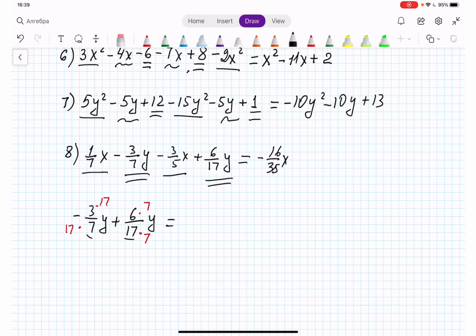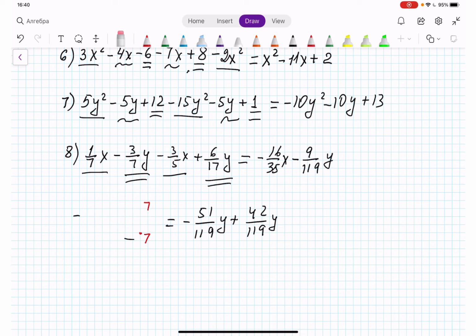Okay, what do we get? Negative 17 times 3 is going to be 51 over 119 y plus 42 over 119 y. Negative 51 plus 42 is going to be equal negative 9. So we are getting minus 9 over 119 y. And that's it. We combined like terms.